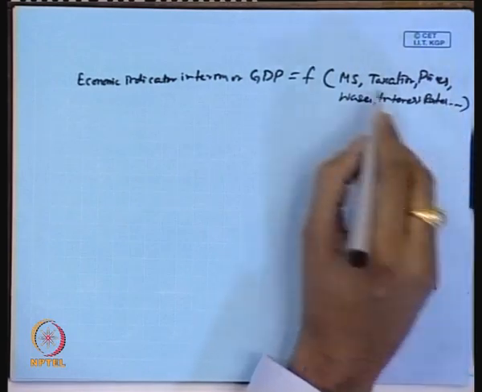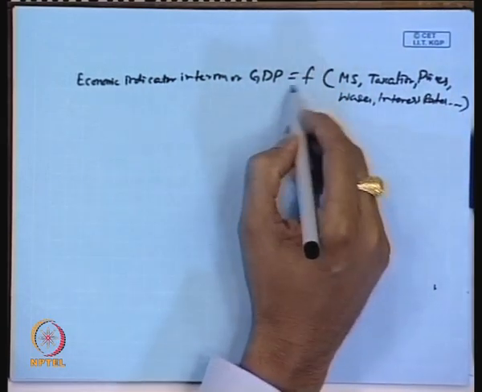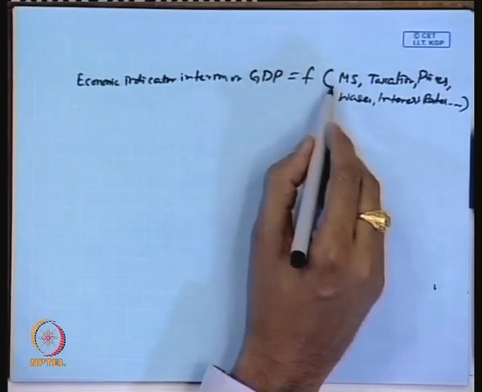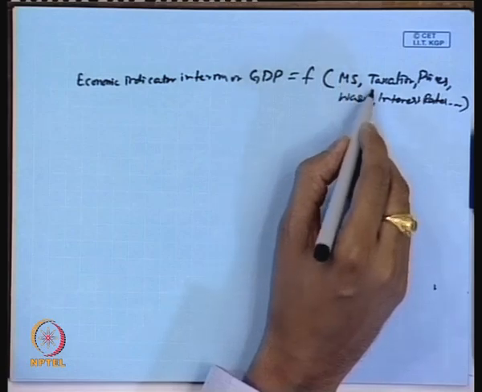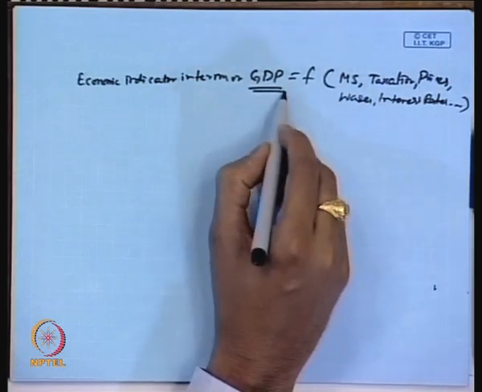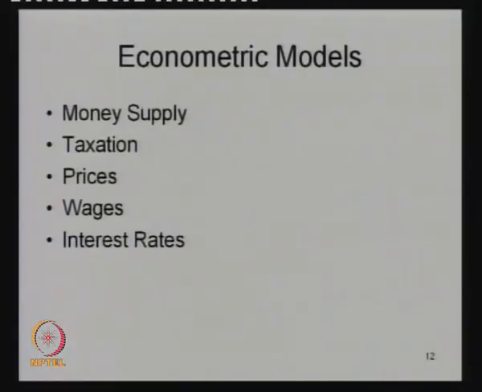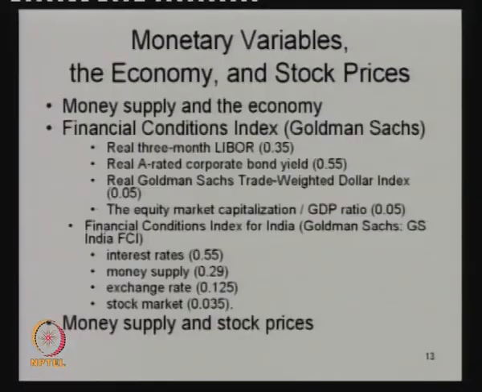So, these could be there which say that we can have a relationship and find out a model where we talk about how these different variables are affecting the economic indicator like GDP or growth in GDP for that matter. Moving on, with a little more elaboration on this particular aspect, the first thing we talked about is the monetary variables, the economy and the stock prices.